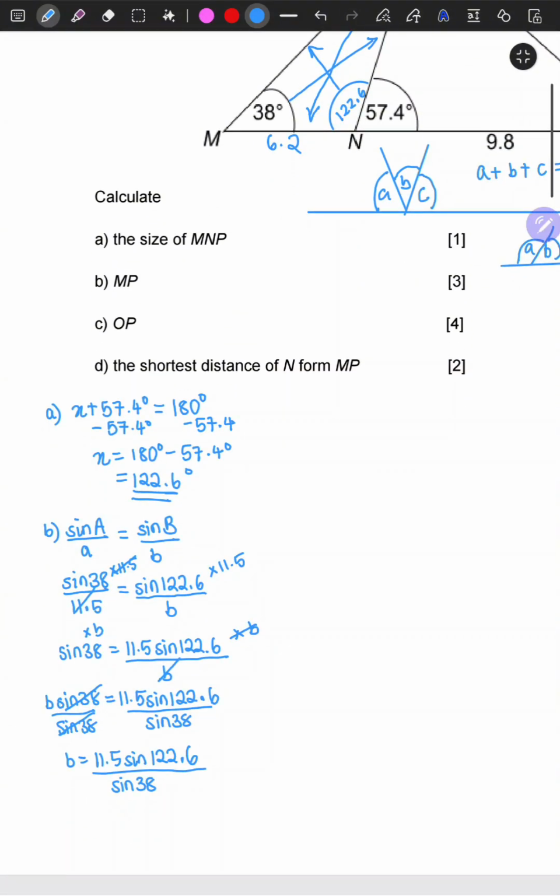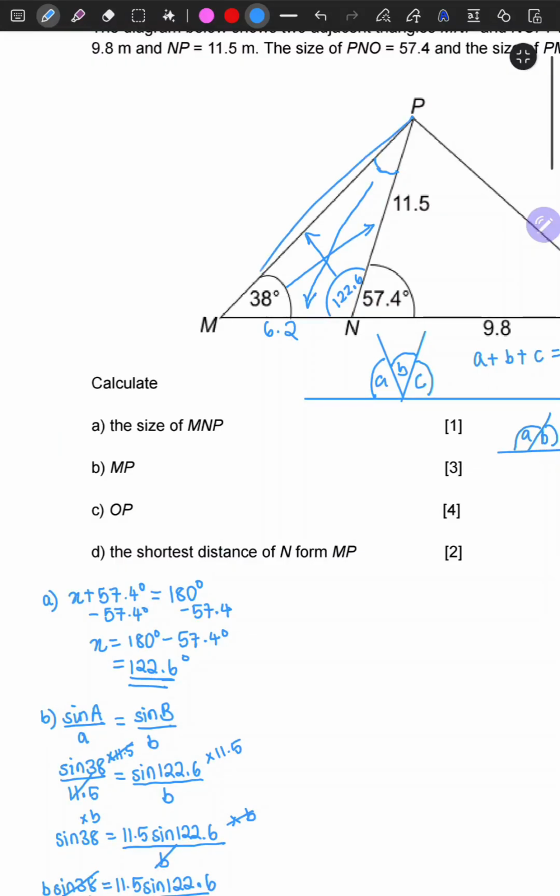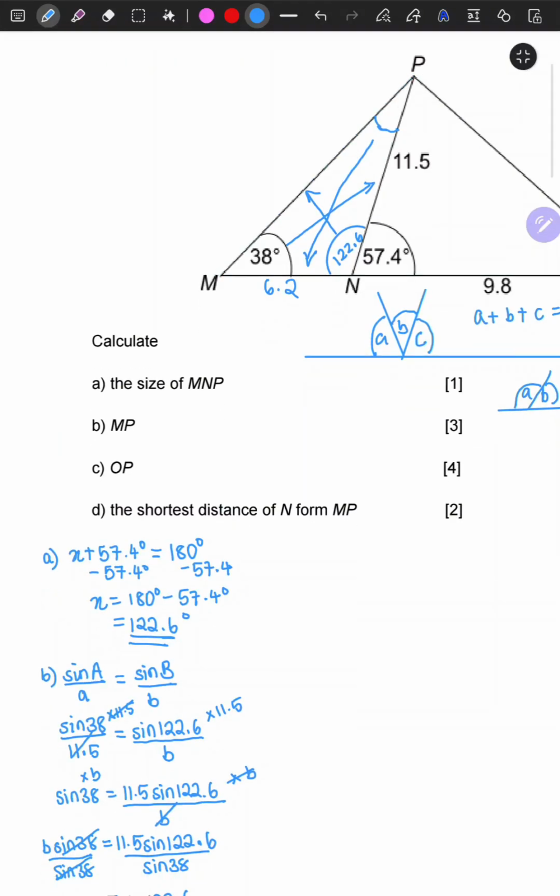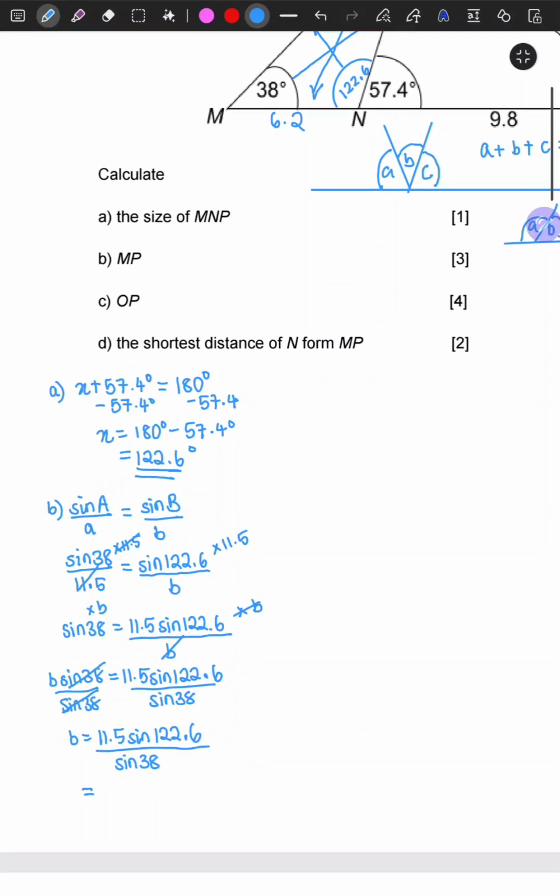Wonderful. So we've made it the subject of the formula. Usually there are faster ways to do this, but just to keep the simplicity, I won't choose the faster route and I'll just go through the longer route. Remember that B still represents this part, MP. So this is what we're going to do: put it into the calculator.